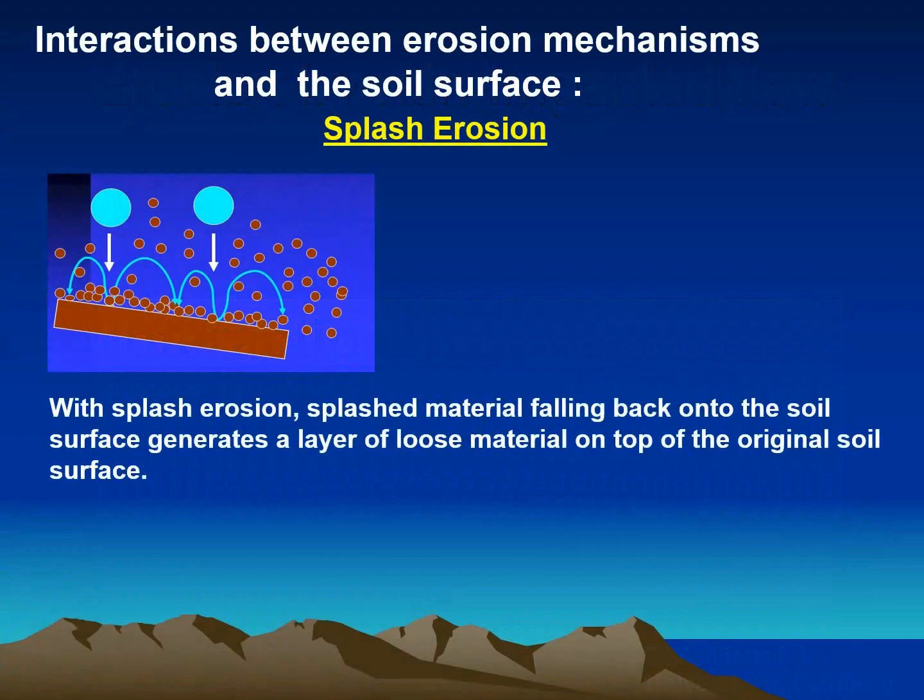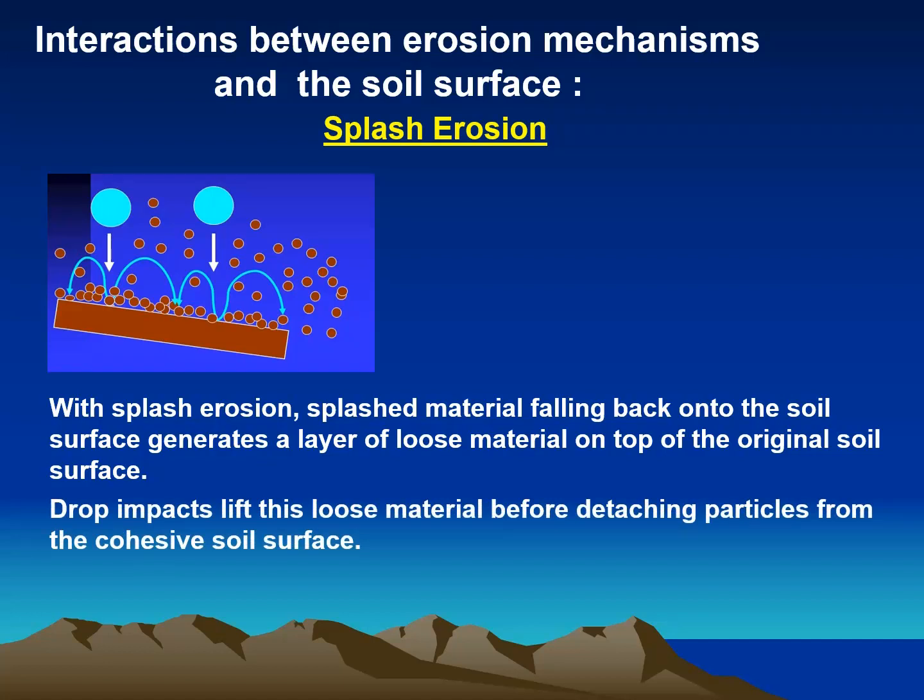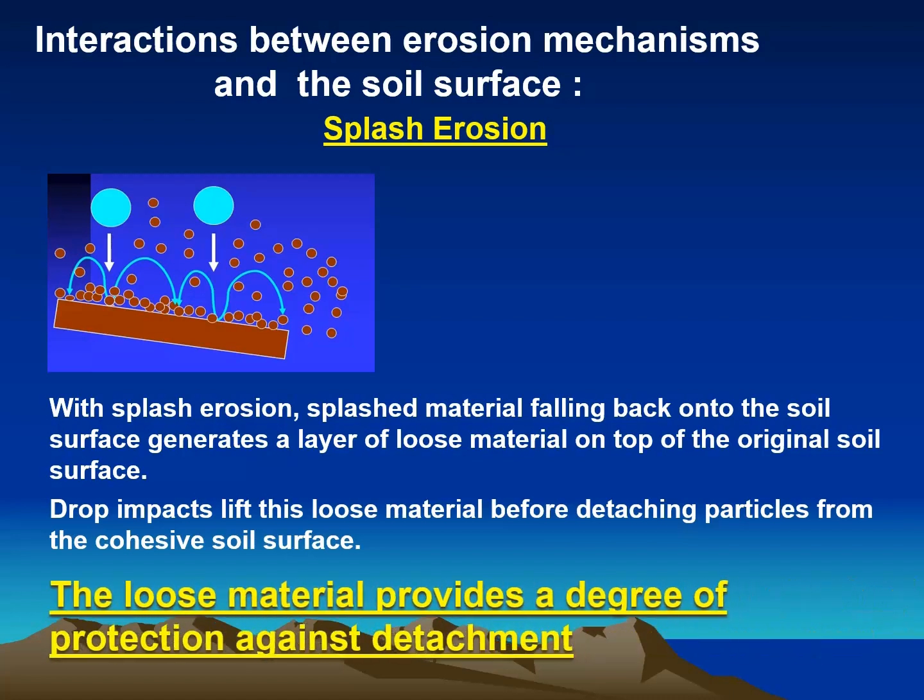With splash erosion, splash material falling back onto the soil surface generates a layer of loose material sitting on top of the original soil. Drop impacts must lift this loose material before detaching particles from the cohesive soil surface. As a result, loose material provides a degree of protection against detachment.